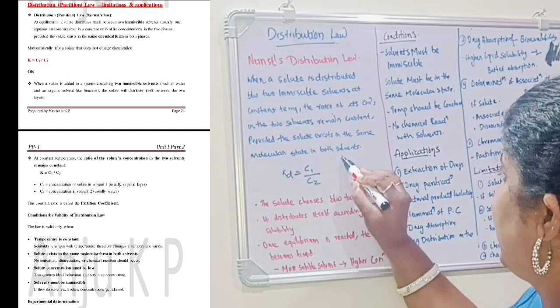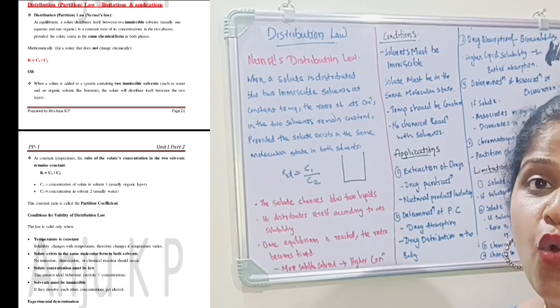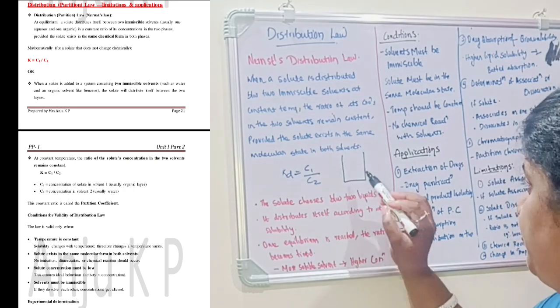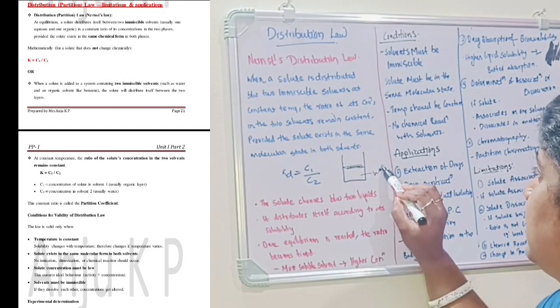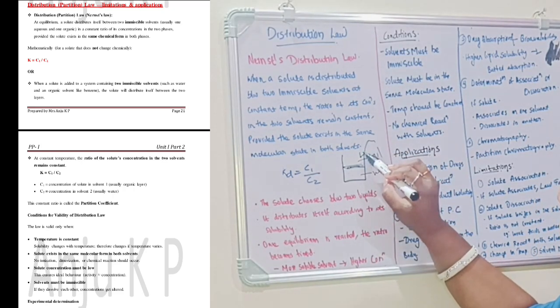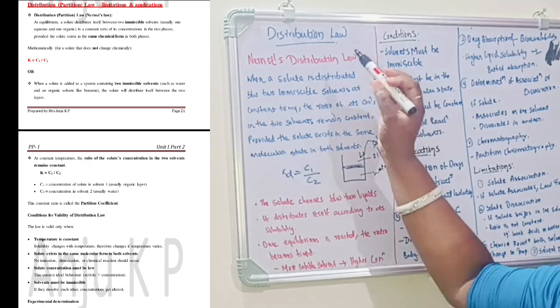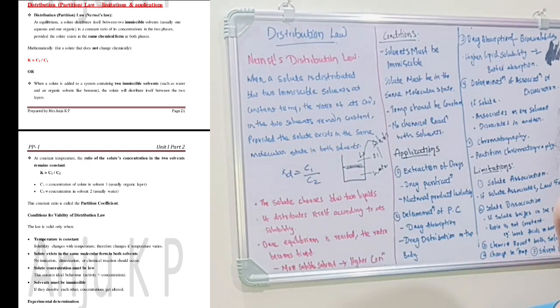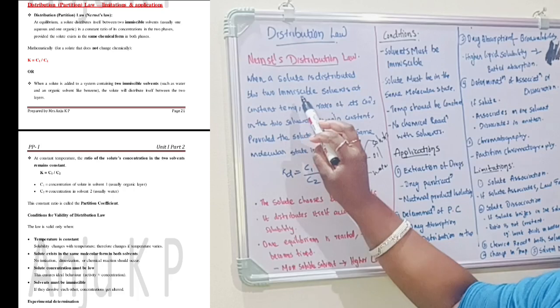So for example, we have taken a beaker and immiscible liquids like oil and water, which are not miscible. So we have the water and oil, and additionally we are adding a solute. How this solute is going to distribute in both phases, that we can study from the distribution law. Understood?